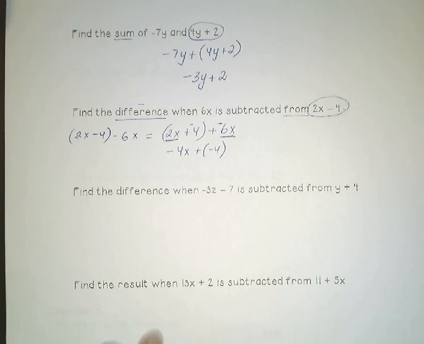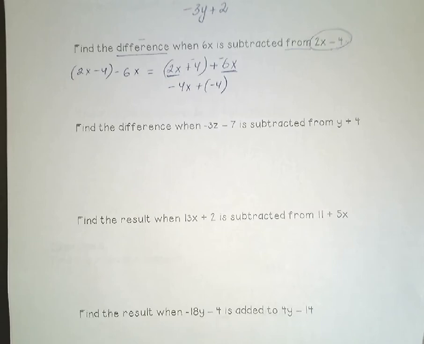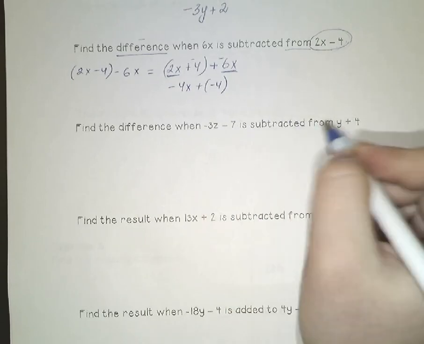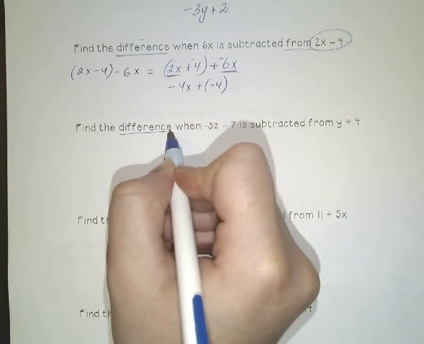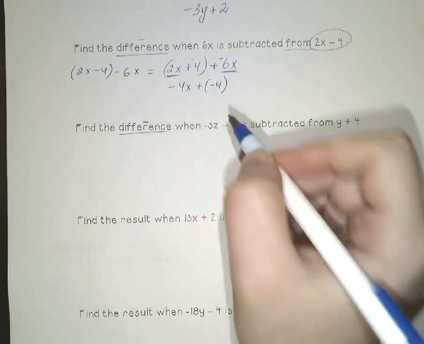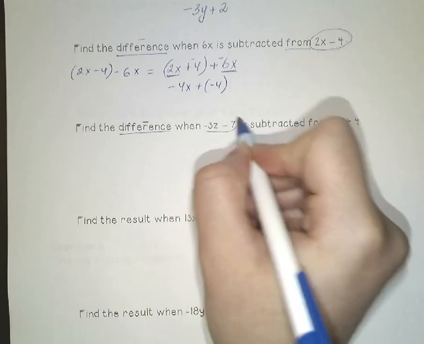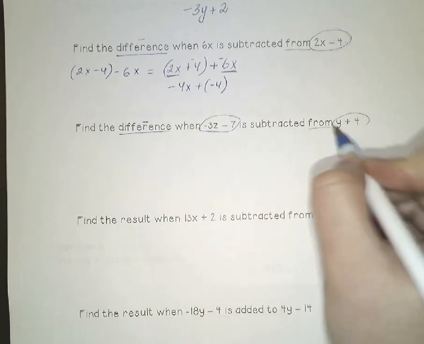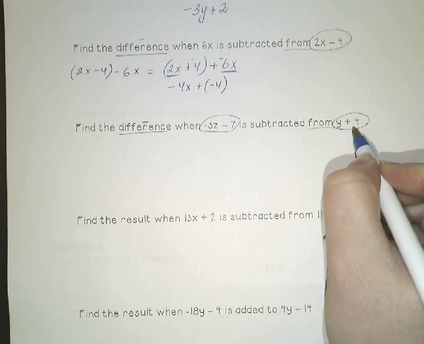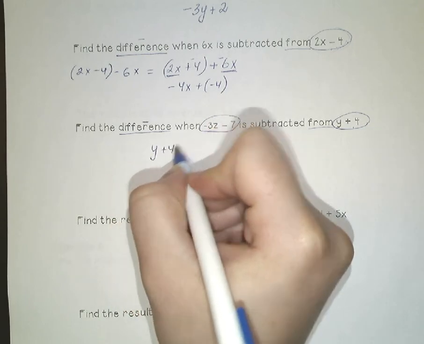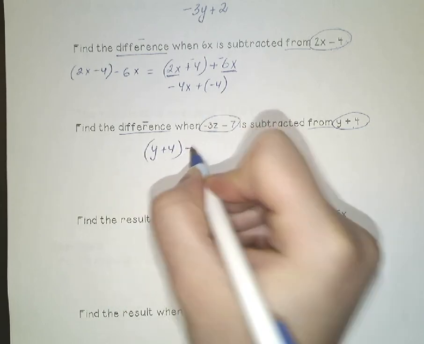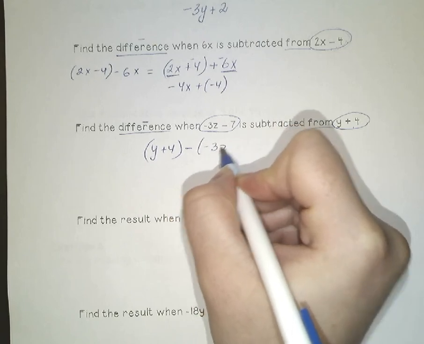Okay, next one. Find the difference when negative 3z minus 7 is subtracted from y plus 4. Again, I'm finding the difference. It means I'm going to subtract. I'm going to subtract this from this. So this expression will have to come first in our subtraction problem. So y plus 4, and I'm taking away negative 3z minus 7.